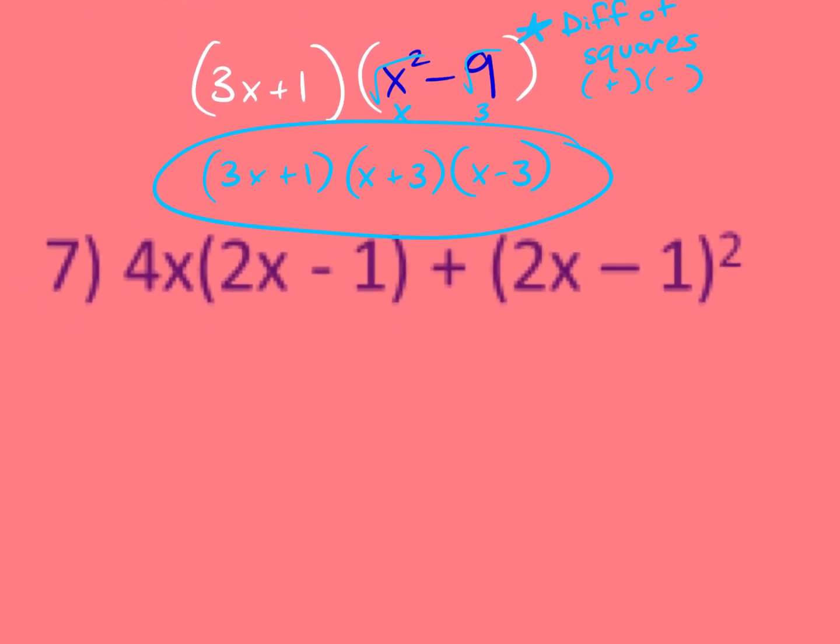Let's look at 7. What should we do for 7? We technically have 2 terms here. Do these 2 terms have anything in common? Yes. What? The inside of the parentheses. So we're going to take out a GCF, and what's our GCF? What do they have in common? 2x minus 1. So our GCF here is 2x minus 1. So that's going to go on the outside.